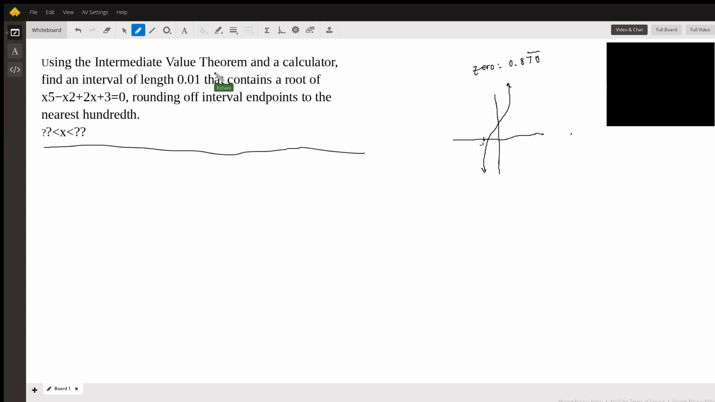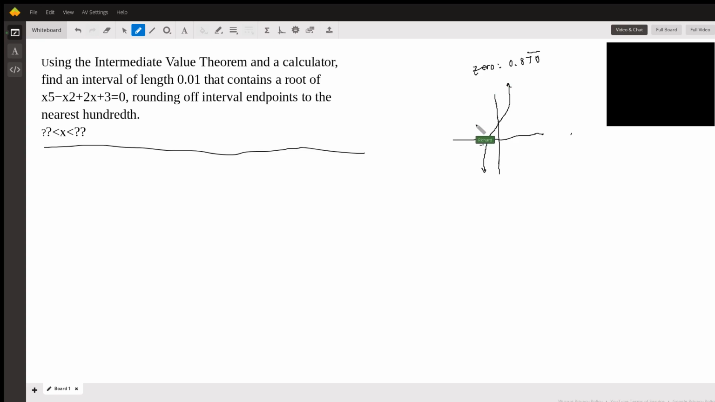And before we get into the theorem itself, I took this polynomial here, which they're giving us: x to the fifth minus x squared plus 2x plus 3. I put it into my calculator, which is not cheating. We're going to need our calculator extensively on this problem, just to see where the zero would be, roughly. And I see it's just to the right of -1 when I look at that graph. And in fact, when I asked the calculator to find the zero, it gave me -0.870 repeating.